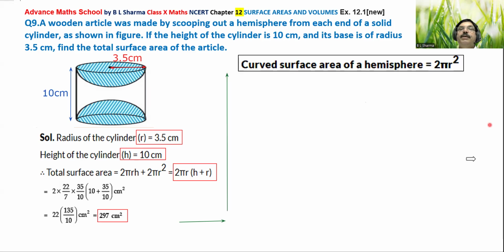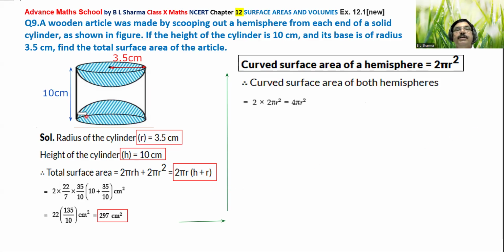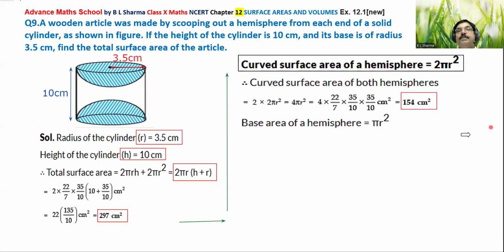कर्व सरफेस एरिया ऑफ हेमिस्फीयर दैट इज 2 pi r स्क्वायर. 2 इंटू 2 pi r स्क्वायर, क्योंकि दो तरफ है, ये हेमिस्फीयर इधर भी है और इधर भी है, 2 से मल्टीप्लाई करिए. दैट इज 4 pi r स्क्वायर. 4 इंटू 22/7 इंटू 35/10. पाई और आर की वैल्यू पुट करिए और सिंप्लीफाई करिए. बड़े धैर्य के साथ, बड़ी हिम्मत के साथ आपको सिंप्लीफाई करना होगा. दैट इज 154 सेंटीमीटर स्क्वायर.